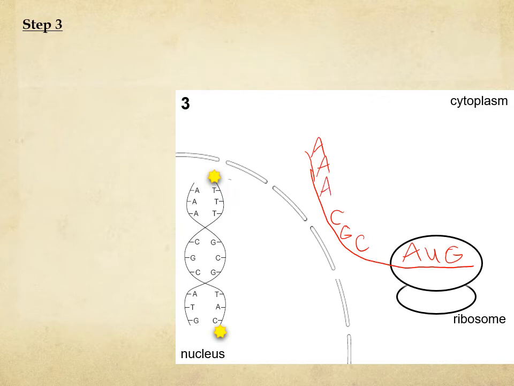Okay, so we've got AUG as our first codon up. That's the first instruction for how to make protein. So at this point, the ribosome has read the first 3 letters, the first codon, and knows which amino acid is needed.